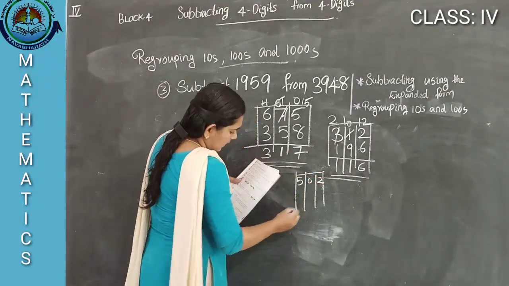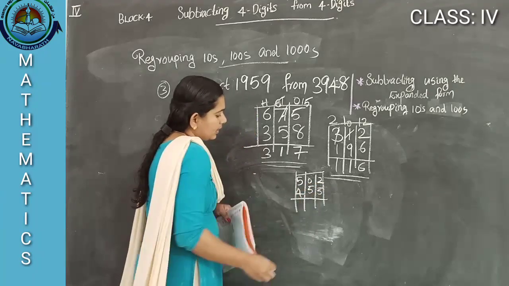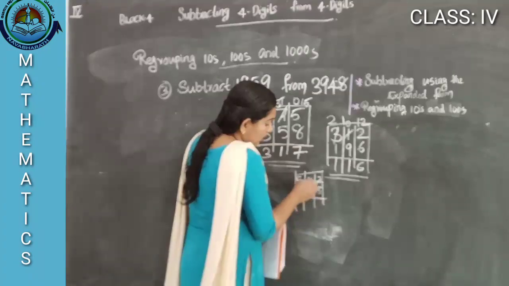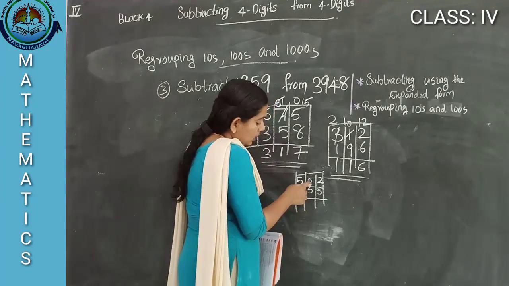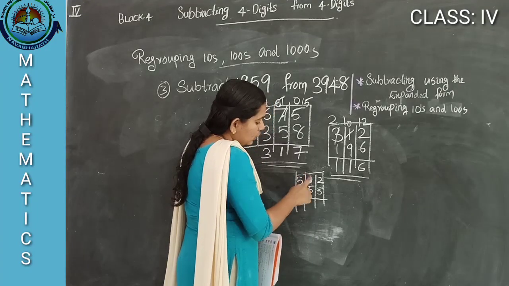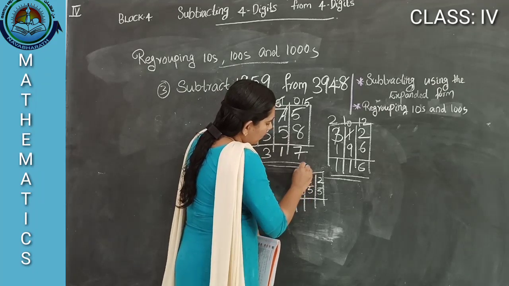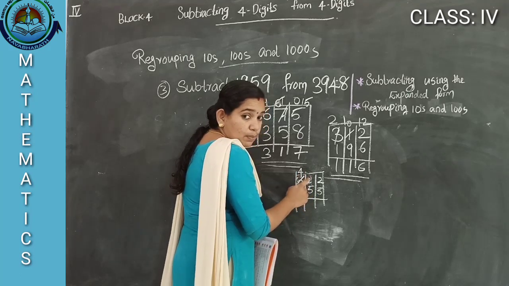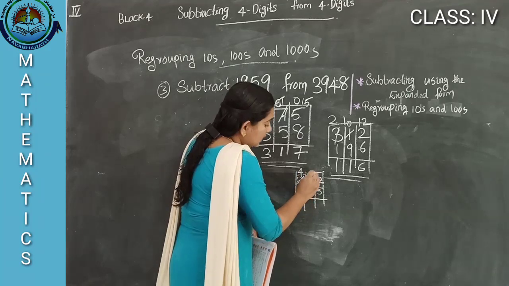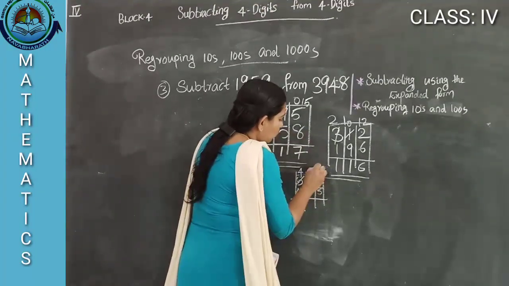502 minus 455. 2 minus 5 is not possible. So we are taking from here. Here there is no number. So we are taking 1 from this to here. This 5 becomes 4. We are taking 1 to this place, the tens place. This 0 becomes 10. From this we want to take 1.